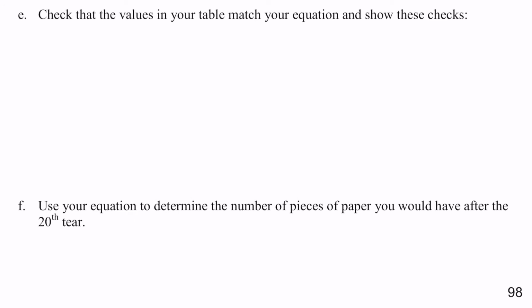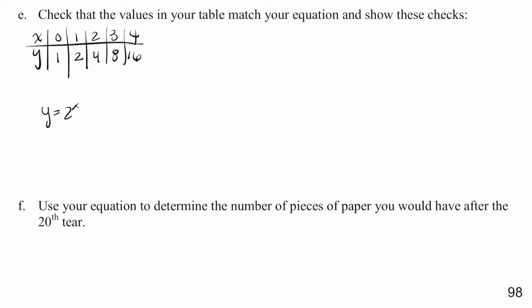Part E. Let's check that the values in our table match the values in our equation and show these checks. So first, let's rewrite our table. So that's the table values recreated in our introductory activity. Let's go ahead and check them against this equation that we came up with. So when x equals 0, y equals 2 to the 0 power, which is just 1. When x equals 1, y equals 2 to the 1 power, which is just 2.